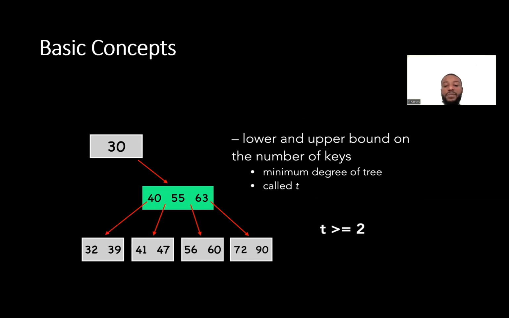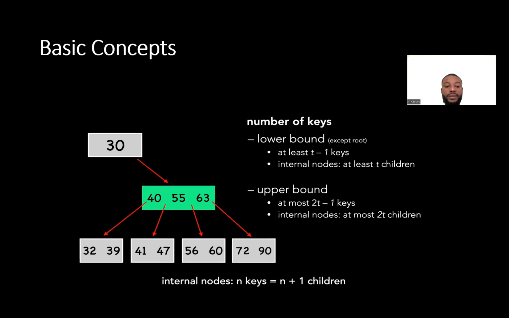Let's see the minimum degree T. For a B-tree, T should be greater than or equal to 2. T is the minimum degree of the tree. I'll soon explain how all this concept works. Now, the number of keys. T is normally used to determine the number of keys of a tree structure, and it should always be greater than or equal to 2, for every tree structure.